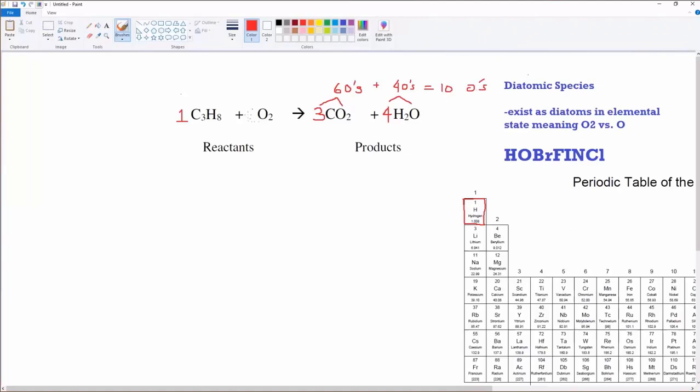So I need whatever is here to represent 10 oxygen atoms, and since they come in pairs, I need to put some number here, x, where x times 2 equals 10. And hopefully you can look at that and say, I know it's 5. 5 times 2 is equal to 10, and then that should be balanced. Does everybody see that? Does that make sense?